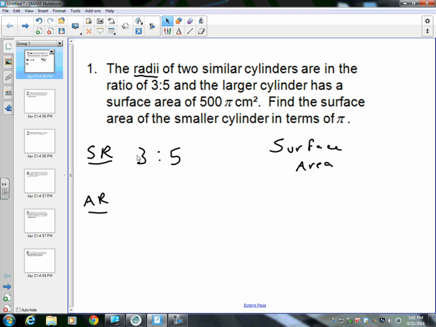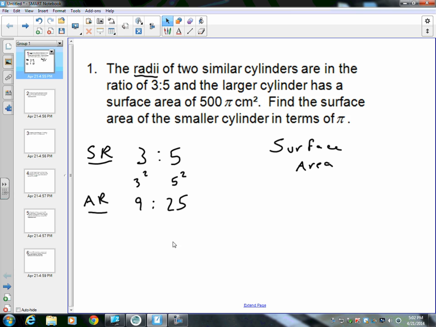So we say 3 squared, and we get 9. And we take 5 squared, and we get 25. So this is our area ratio. And this is how we can compare the two shapes and their surface areas. Okay, so the larger cylinder has a surface area of 500 pi, and we want to find the surface area of the smaller cylinder in terms of pi.